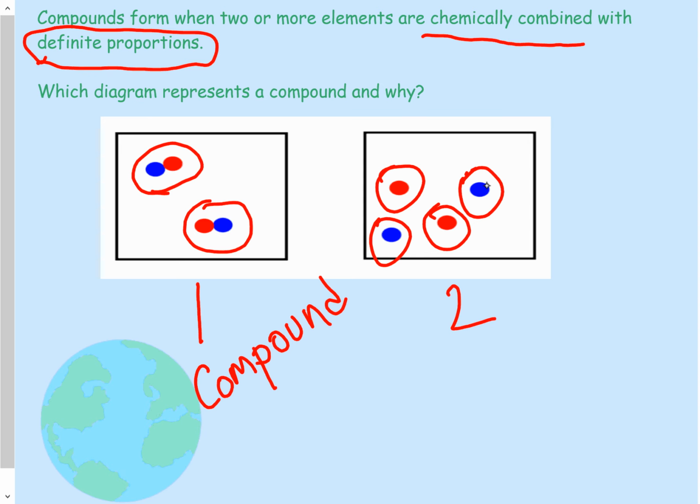So what is diagram number 2 then? In diagram number 2, we have a mixture of red and blue dots or circles. Again, by having dots or circles, we're representing elements at this point. So what do we have in number 2? We have a mixture of different elements. What do we have in number 1? We have a compound with two different elements connected with each other, chemically connected with each other.